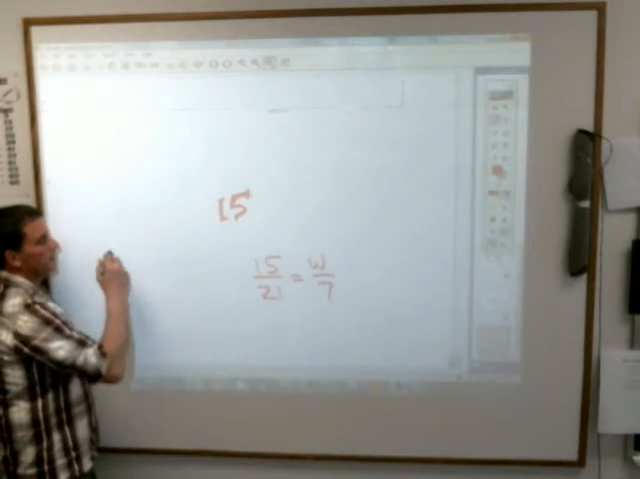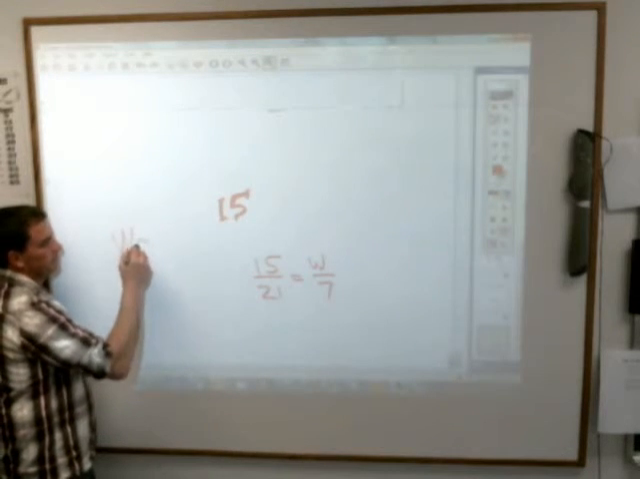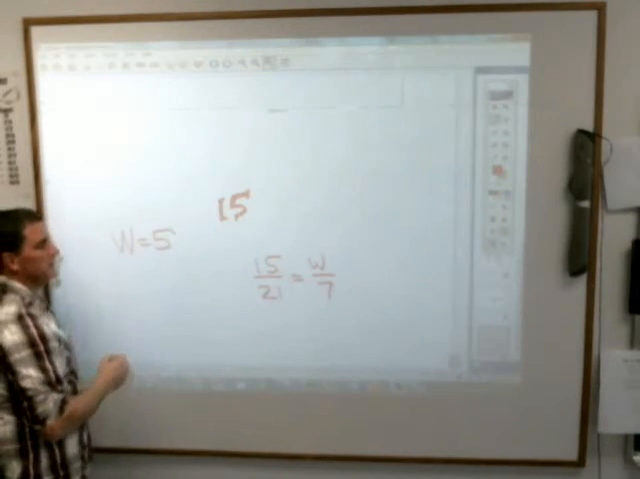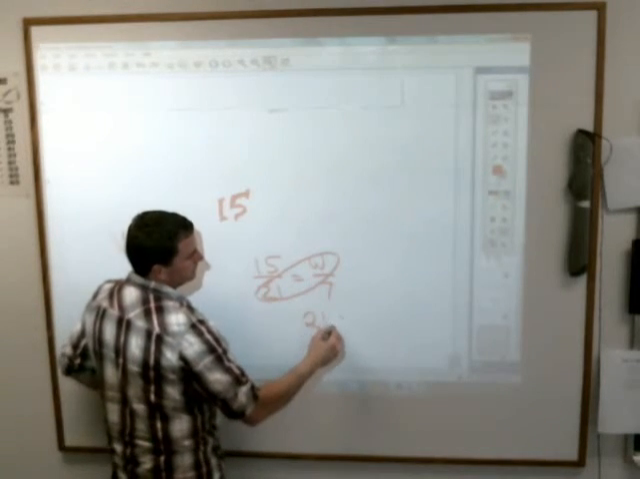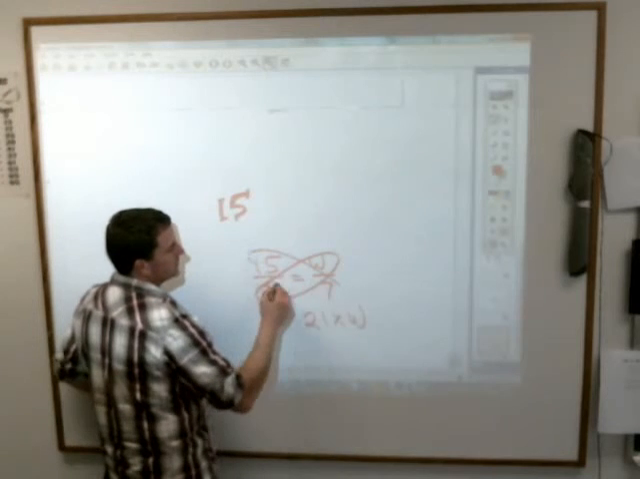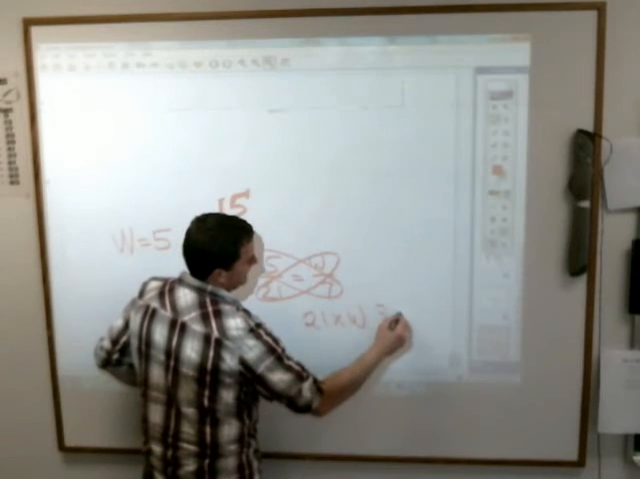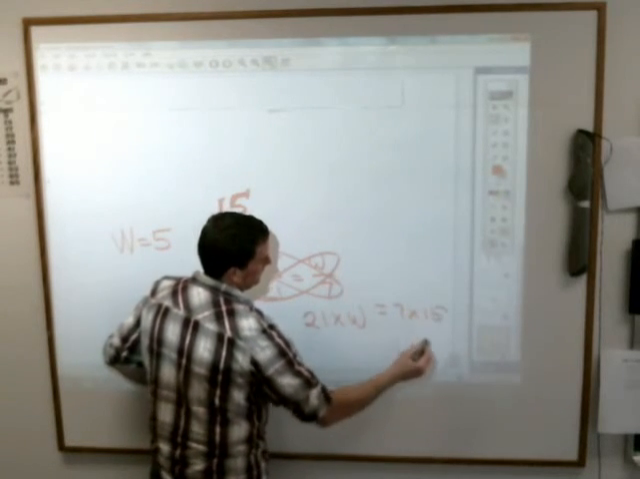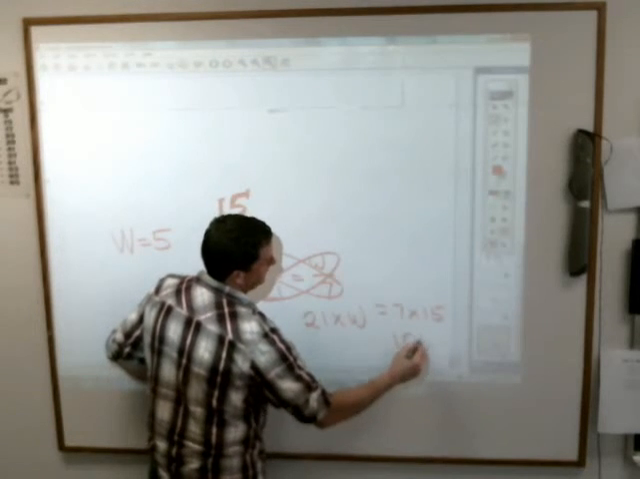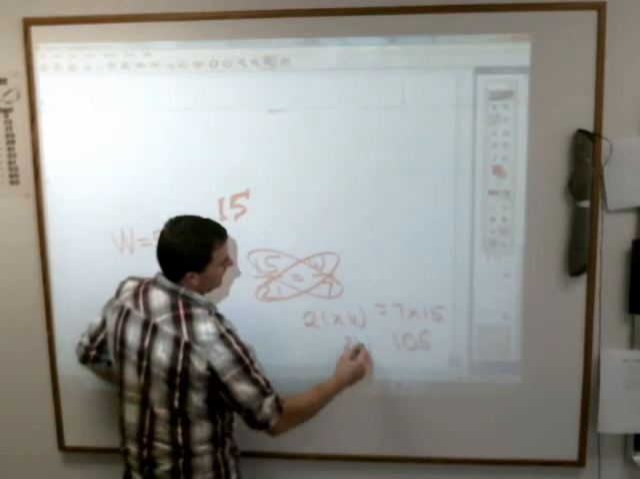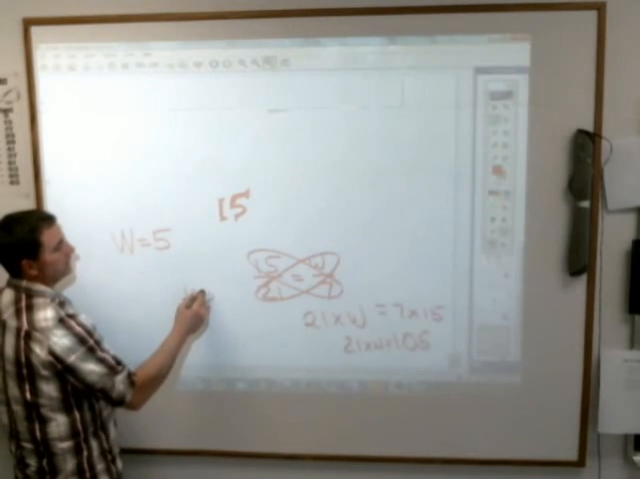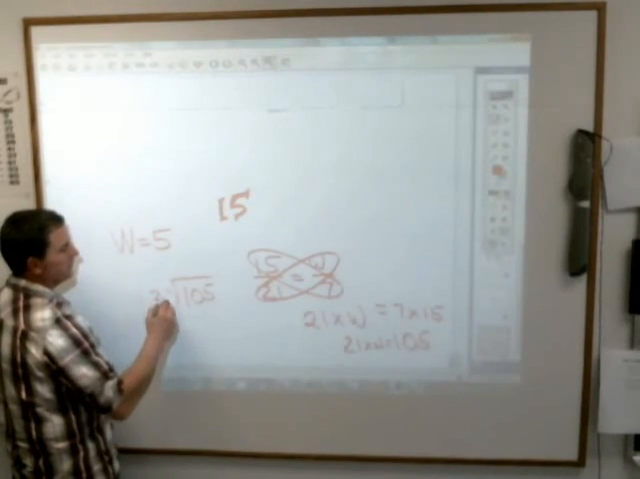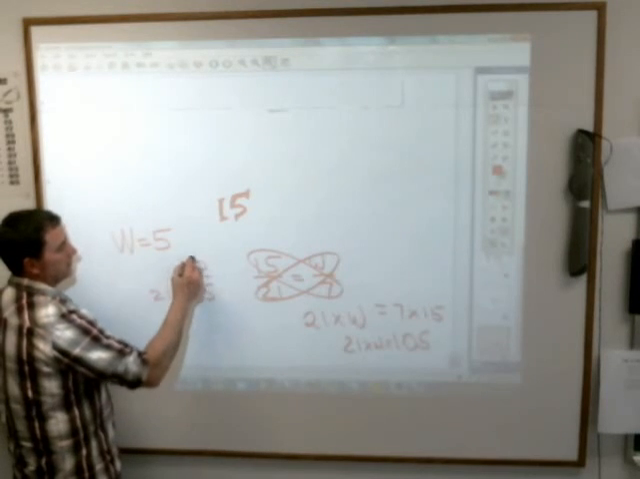Kelvin says W is going to equal 5. Let's check and see. 21 times W equals 7 times 15. 7 times 15 is 105. 21 times what number equals 105? I take 105 divided by 21. I end up with 5.